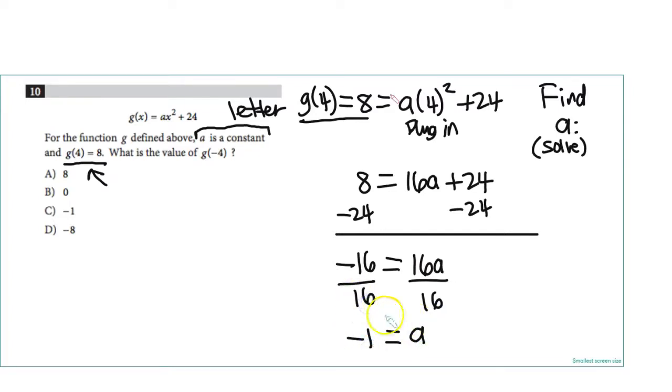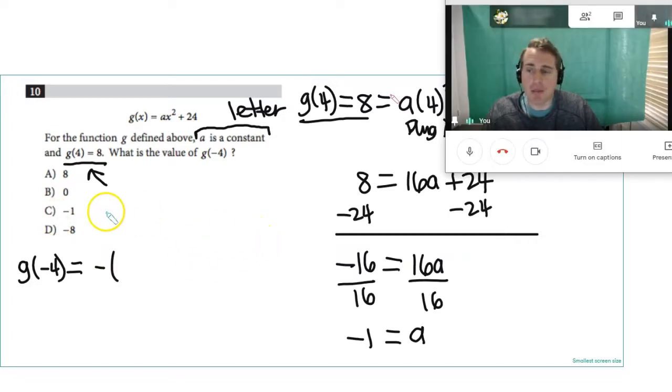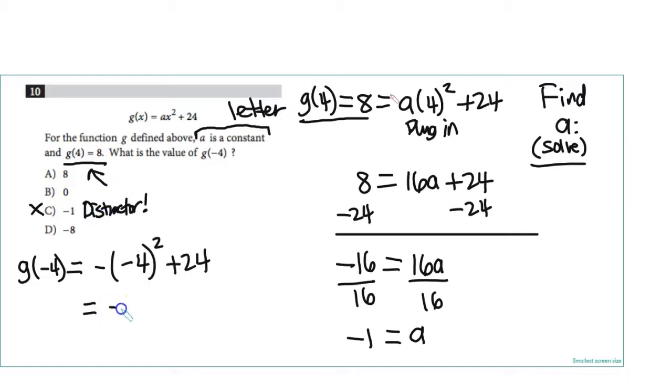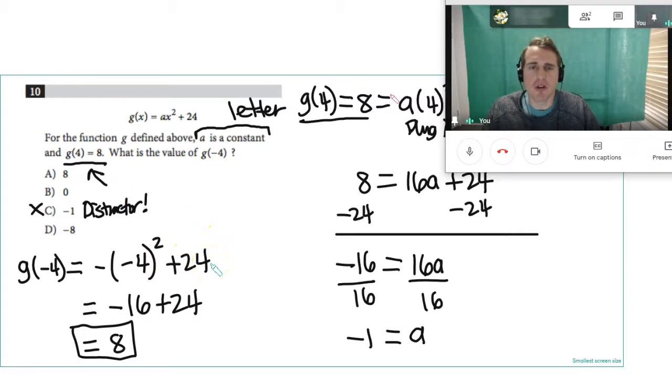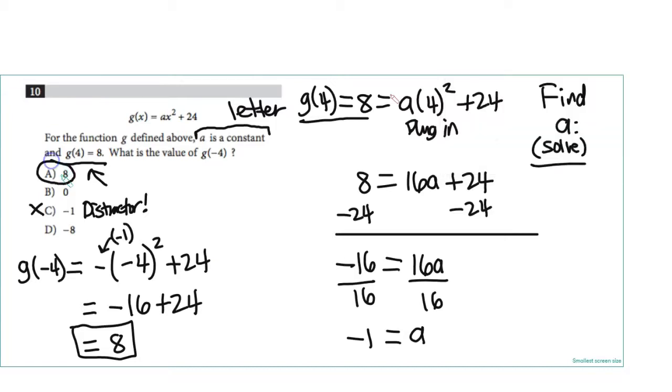So a is -1. And now that we have a, can you evaluate g of -4? You plug in -4 and you also plug in a, right? So the answer is -1. Well, the answer is not -1, because remember, this is another distractor. Look, a is negative 1. We only subtracted 24 from both sides to find a. We knew what the value of the function was. Okay, so a couple thoughts.